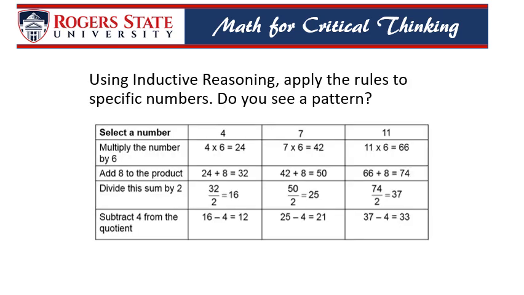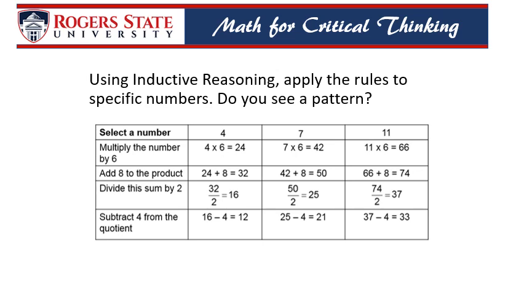Let's look at this one. Select a number: 4, 7, 11. Now, you've played this game before. They tell you, pick a number. And you pick a number, and they say, okay, now multiply the number by 6. You did it by 6. Add 8 to the product, 32. Divide that by 2, you get 16. Subtract 4 from the answer, it gives you 12.